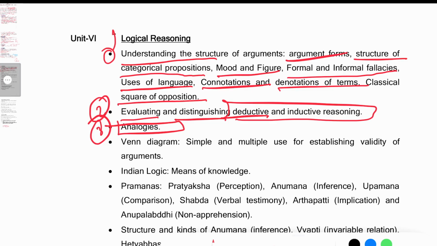Further, in point 4, Venn diagram. Simple and multiple use for establishing validity of arguments. How we will establish our arguments using Venn diagrams.